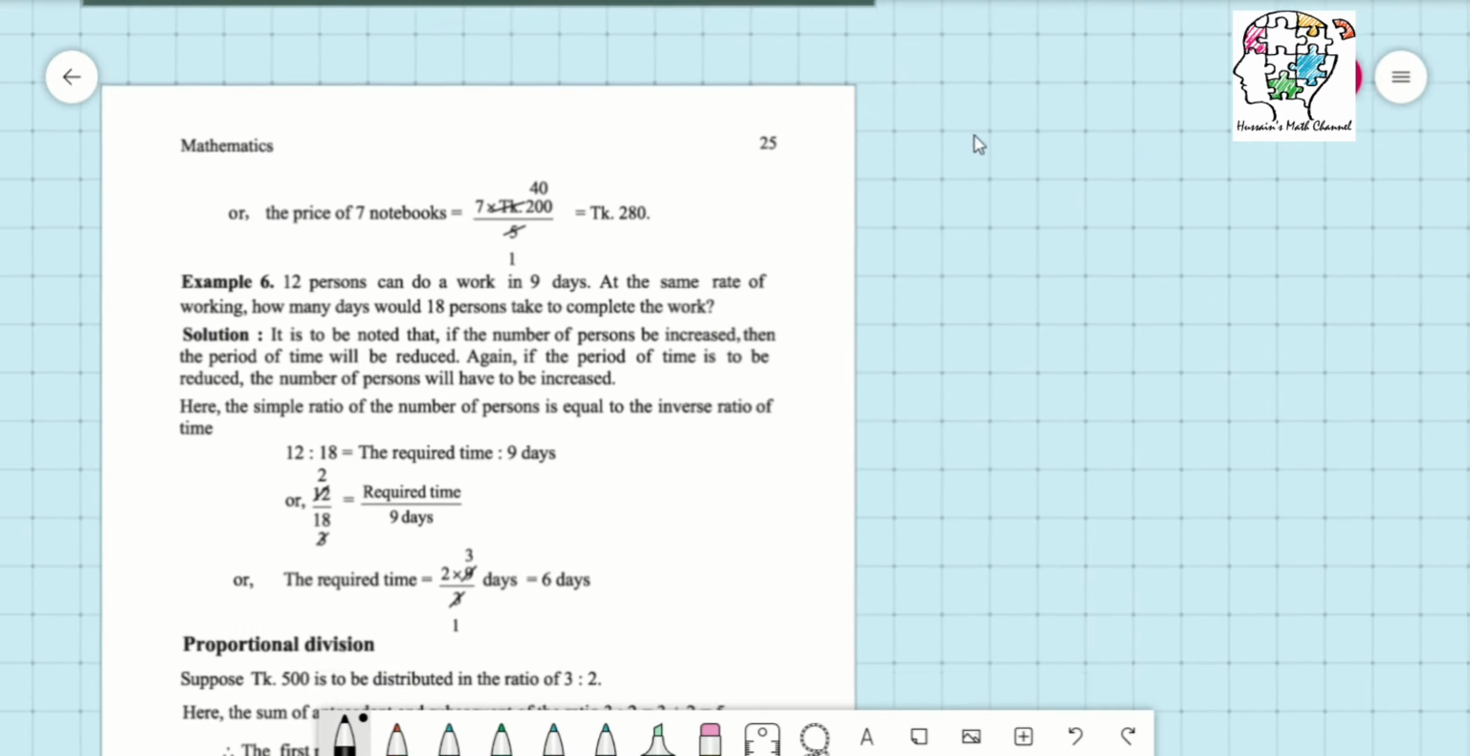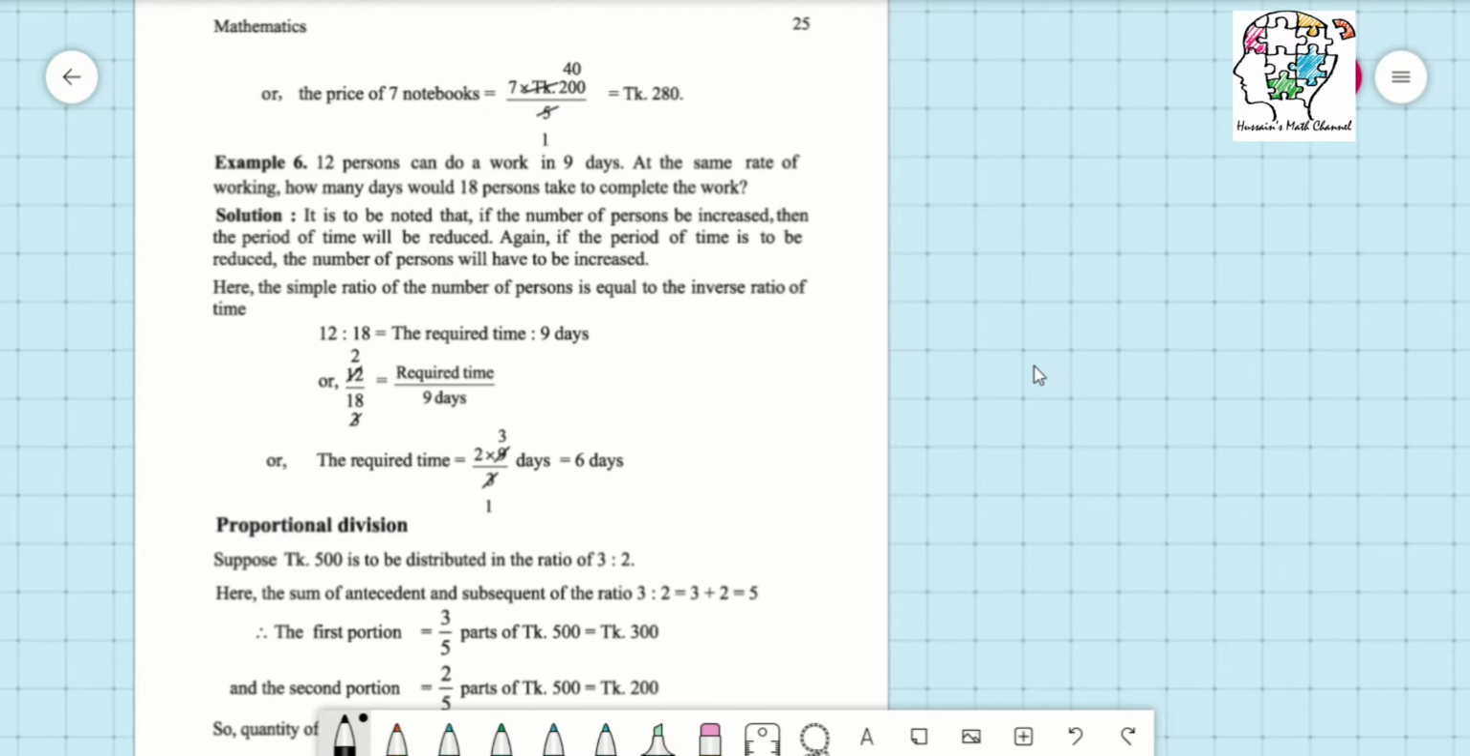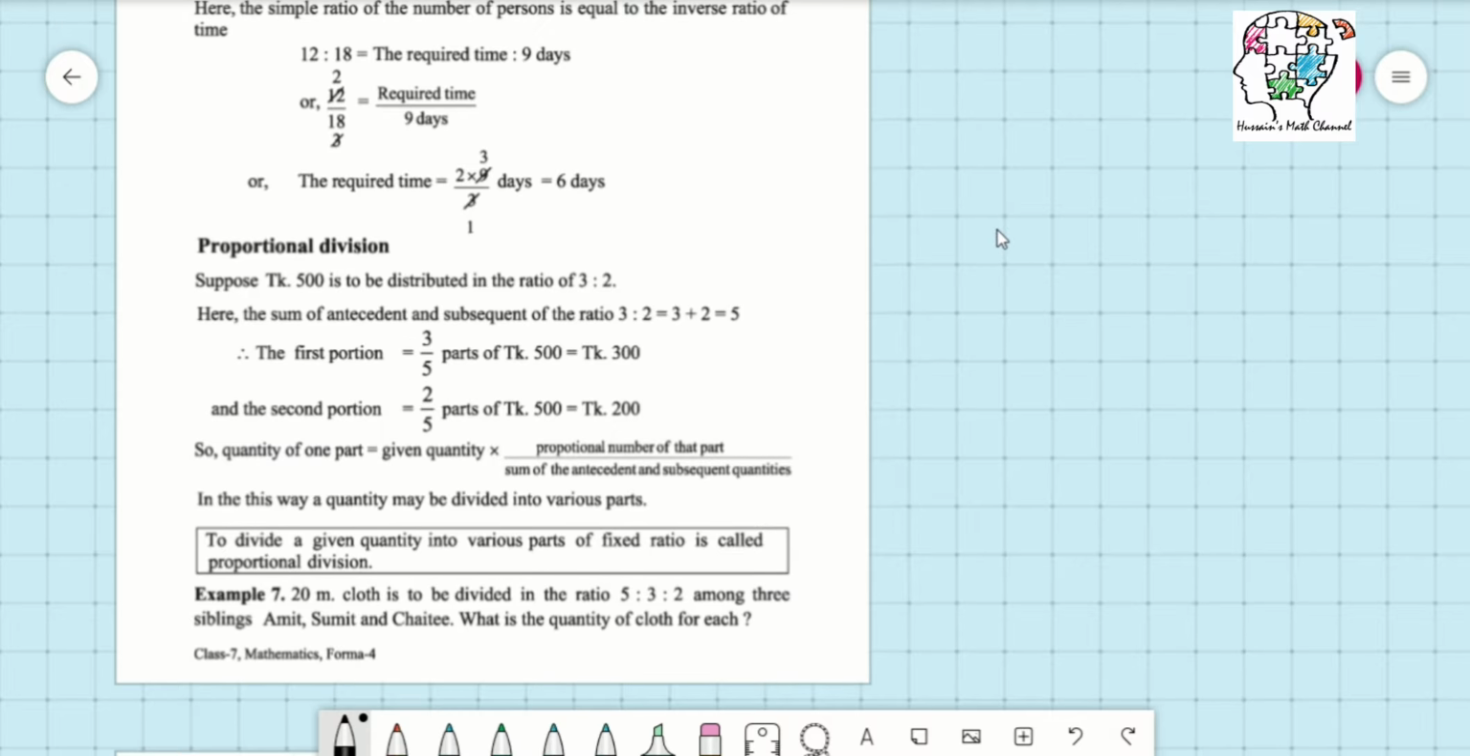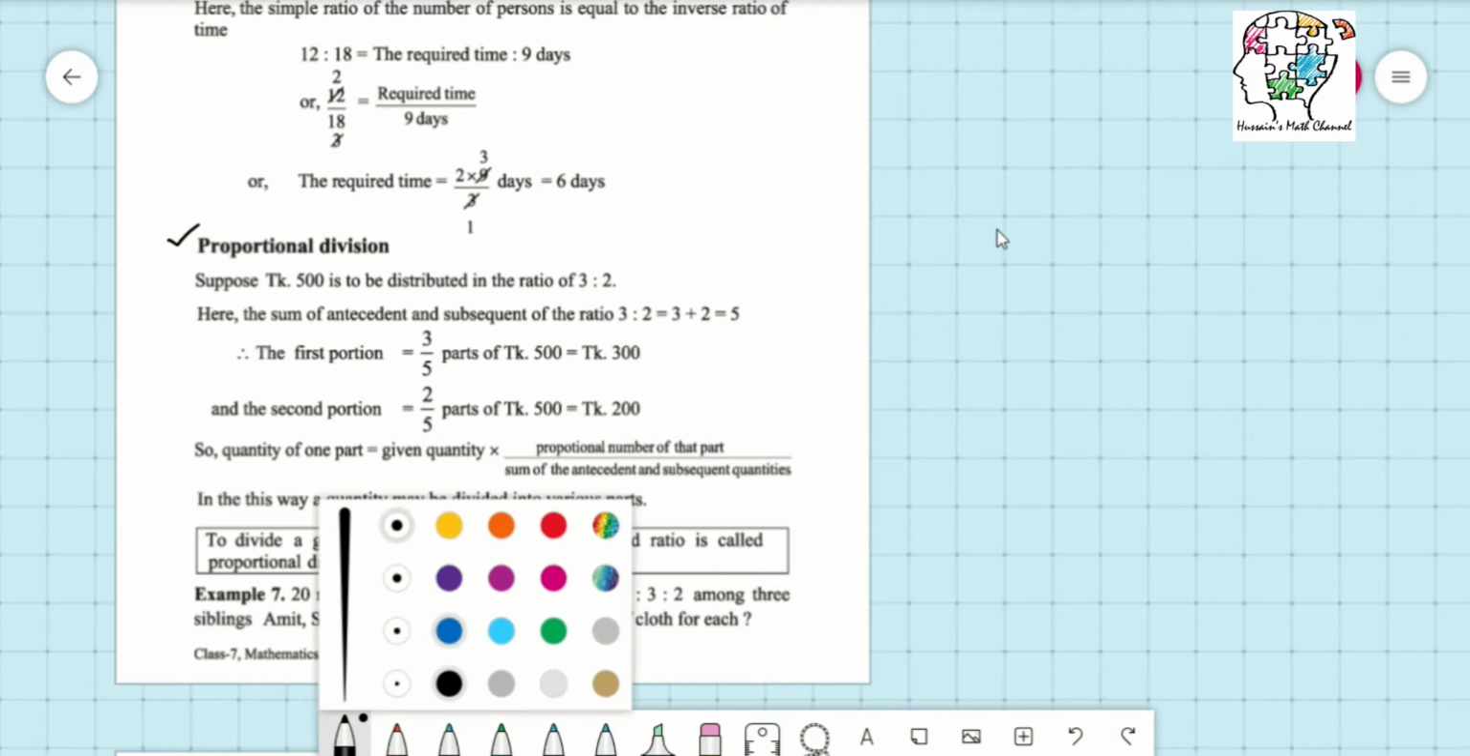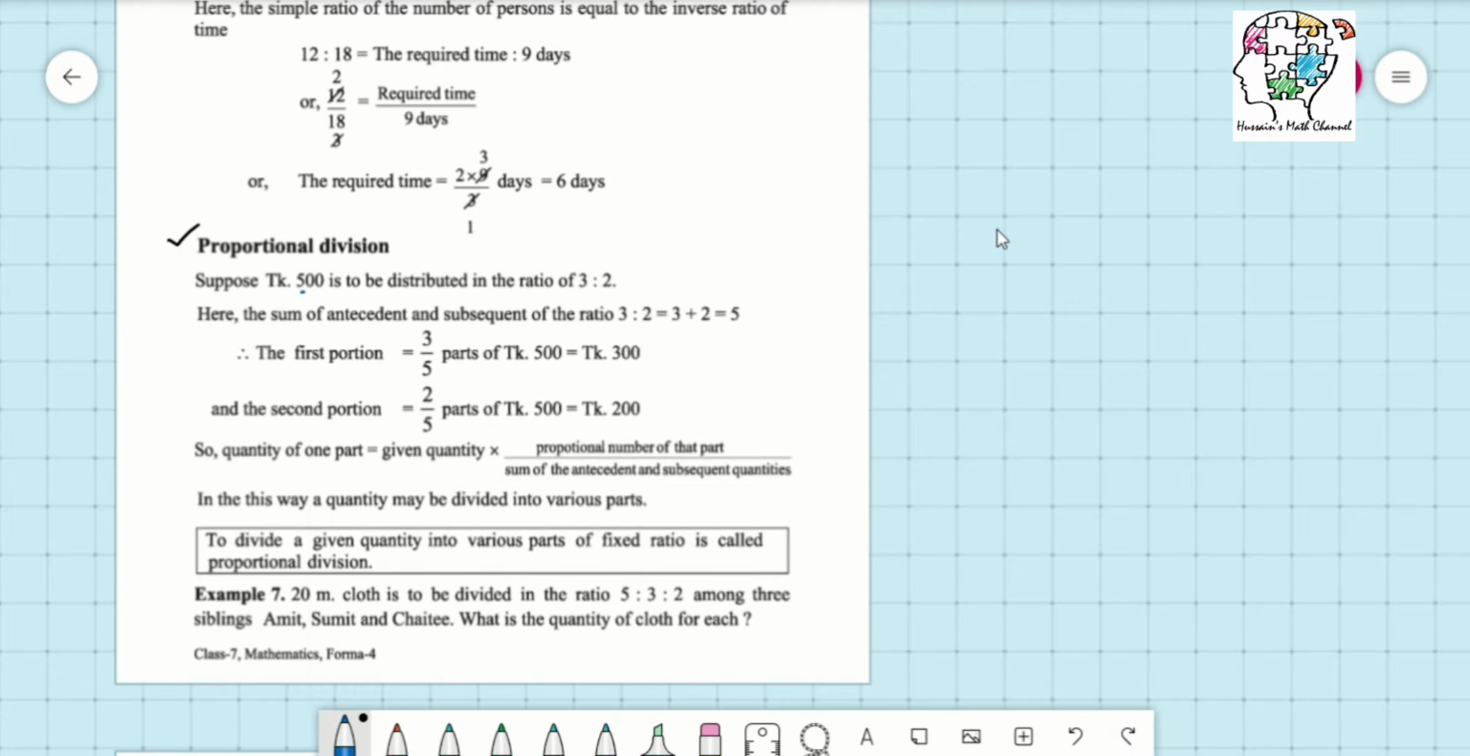First, you can take your textbook and open page number 25. In the middle of your page number 24, you can find an example here. Suppose 500 is to be distributed with the ratio 3:2. Then how can we distribute them? Actually, there are two quantities, antecedent and subsequent. If we find the sum of antecedent and subsequent, that means 3 plus 2, we'll get 5.